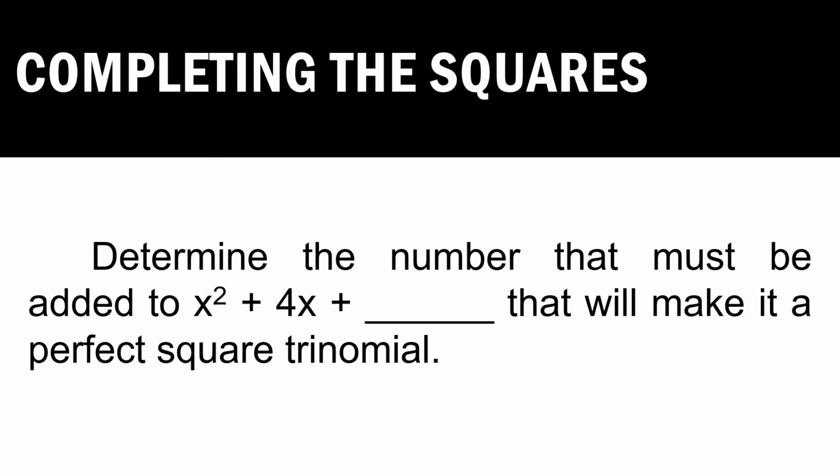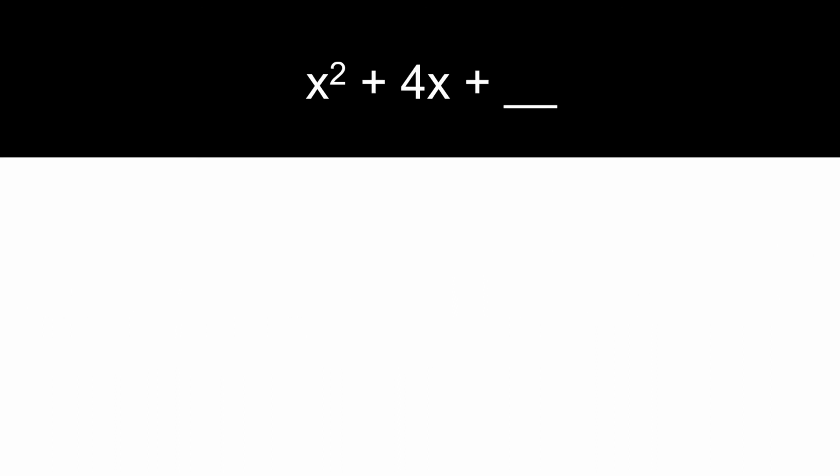Determine the number that must be added to x squared plus 4x plus blank that will make it a perfect square trinomial. So again, we have x squared plus 4x plus blank. Yung goal natin is to determine kung ano yung term na ilalagay natin dito or ano yung constant na ilalagay natin dito para yung given would become a perfect square trinomial. So how are we going to do that?